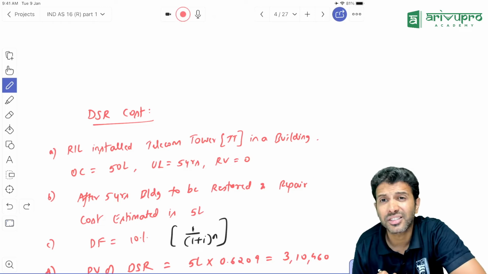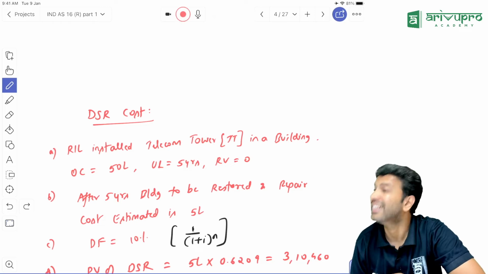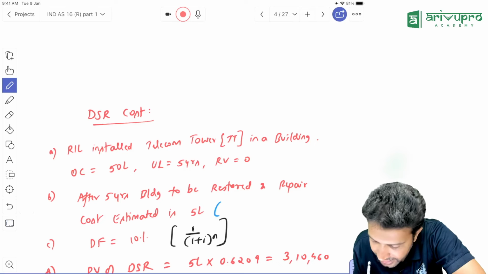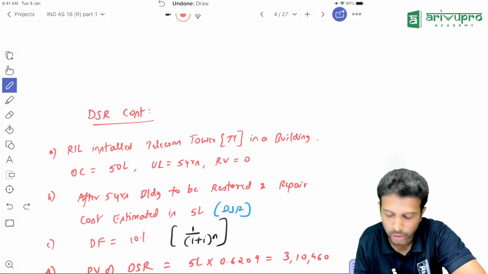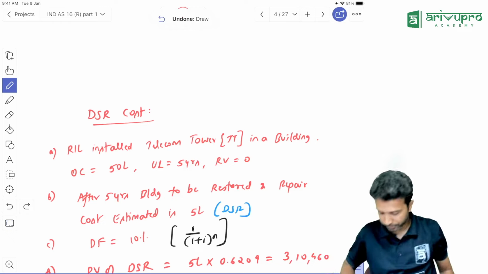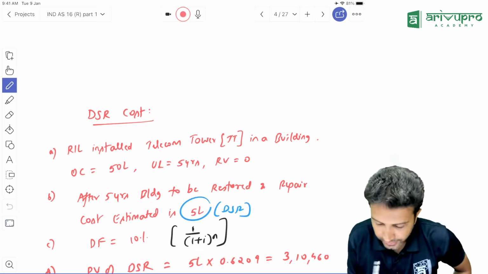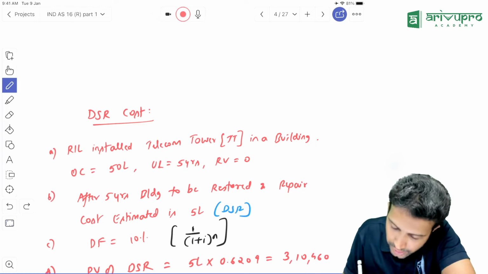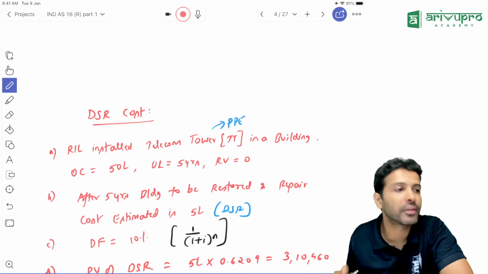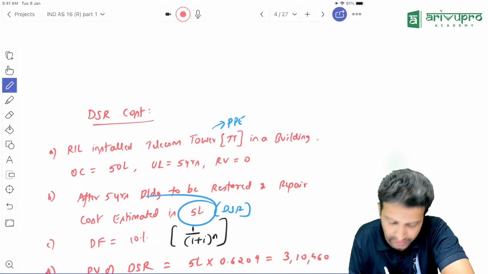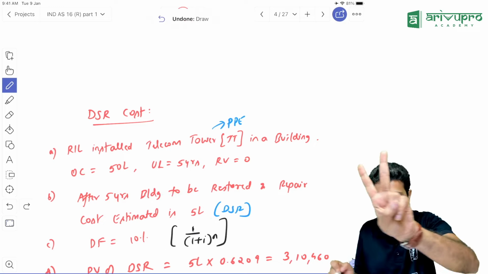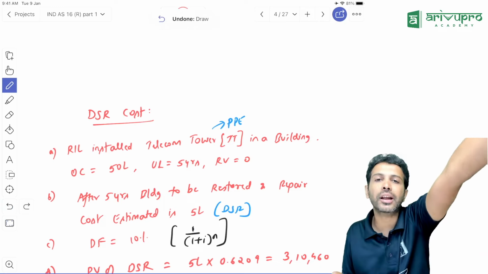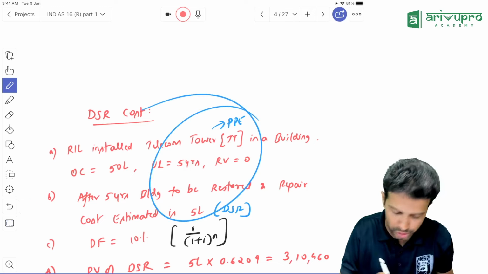After 5 years, will Reliance incur any extra cost? Yes, they have to repair the building. That repair of the building we call what, sir? DSR. That DSR cost I've estimated to be 5 lakh rupees. Okay, stop. This 5 lakh rupees, what should Reliance do? Two options. This telecom tower is property, plant and equipment, the PPE. Now this 5 lakh rupees of DSR cost has two options: either you add it to the cost of PPE, which is the telecom tower, or you transfer it to the statement of profit and loss (SPL). What do you think we should do for this?